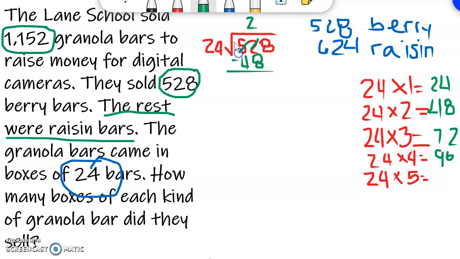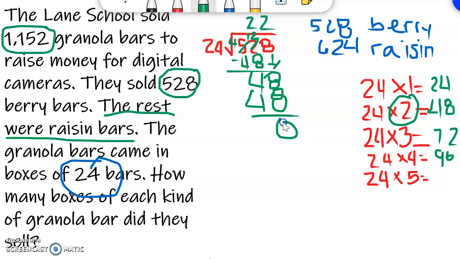When I borrow, change the 5 to a 4. The 2 changes to a 12. 12 subtract 8 is 4. Now for step 4, I'm going to bring down my 8. Now, how many 24s in 48? Well, if I go back to my cheat sheet, I already know the answer is 2. So 2 times 24 is 48, and I'm going to subtract, and I have no remainder.